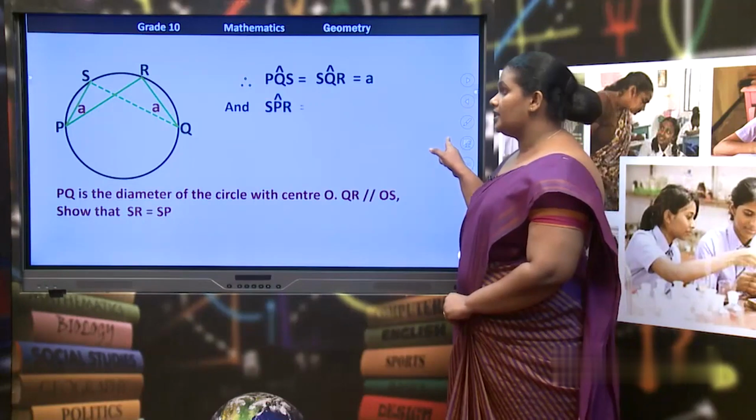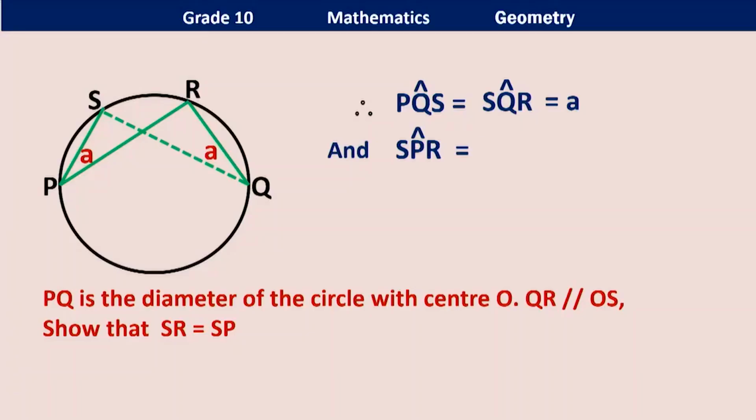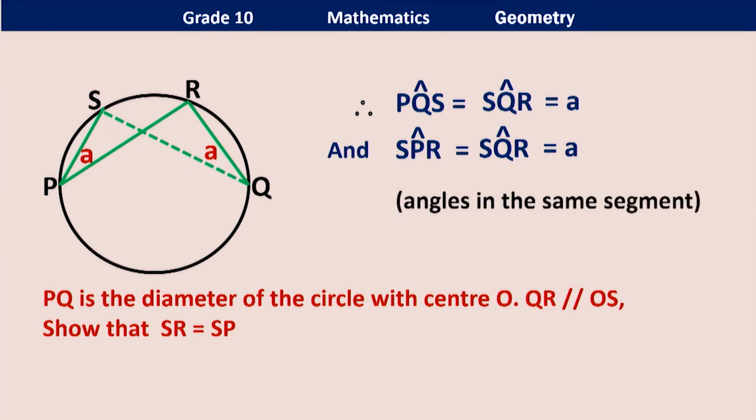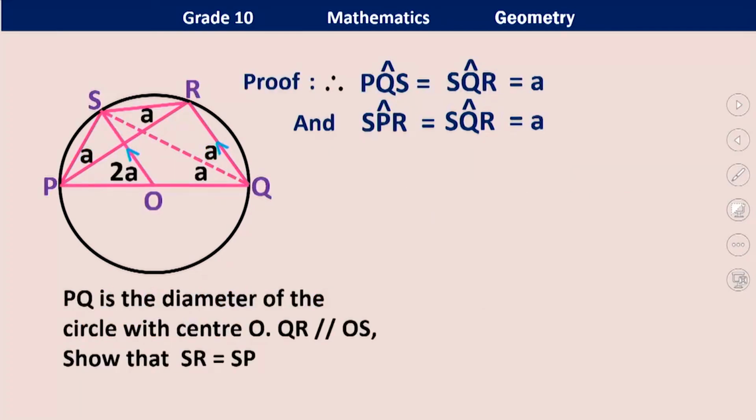And angle SPR is equal to angle SQR. Before the reason, the value of it is equal to A. So, we will mention the reason: angles in the same segment. We know that the angles in the same segment are the same. Right. So, in our proof, we have got angle PQS is equal to angle SQR, that is equal to A. Then we got angle SPR is equal to angle SQR, that is also equal to A.